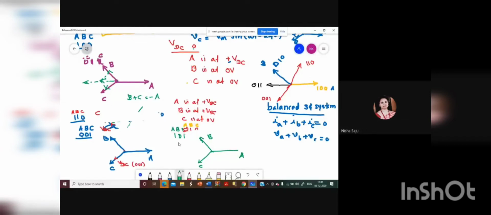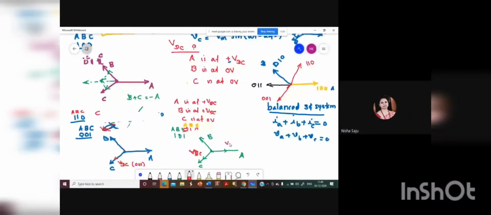So A is definitely at plus VDC level. B is at 0 level, so 0 voltage level. C is again at plus VDC level. So A and C are at plus VDC level. Then you have to construct a parallelogram, and the diagonal corresponding to that parallelogram will give you the resultant vector.